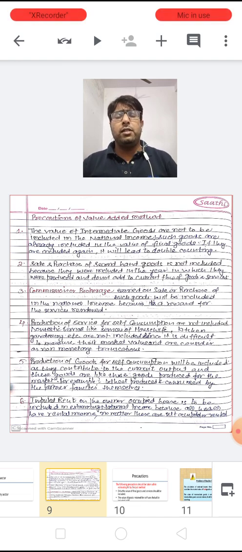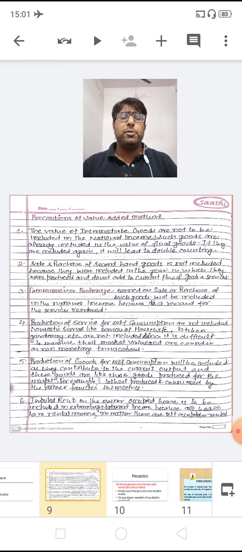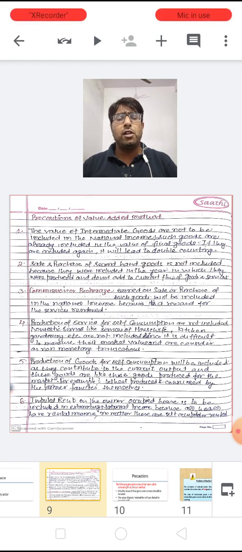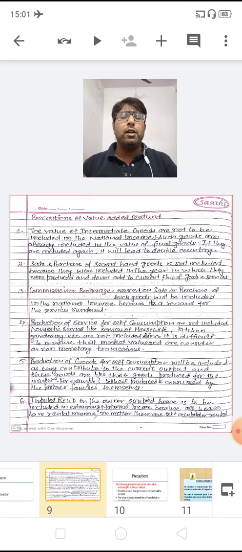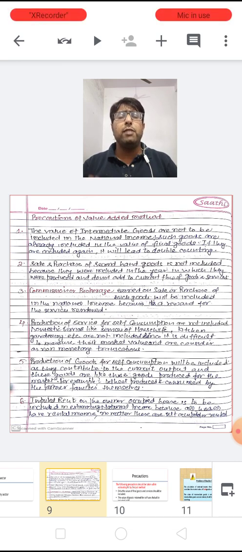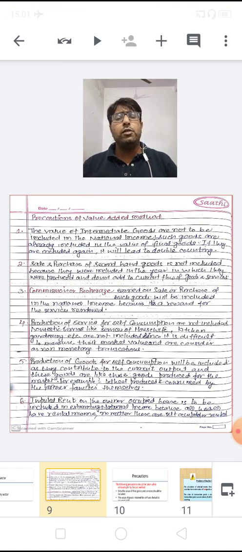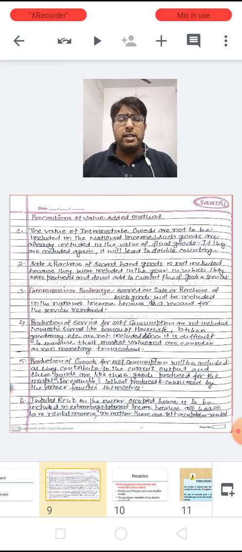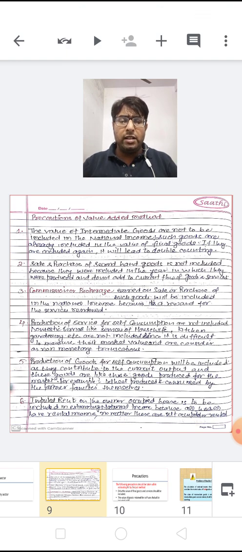So children, as I just said, there are certain precautions. The first precaution says that the value of intermediate goods cannot be included in estimating the value of national income, because the cost of intermediate goods is already included in the value of final goods and services. Now the second point says that sale and purchase of second hand goods is not included in estimating the national income, because they were included in the year in which they were produced, and in the current year they do not add to any current flow of goods and services.